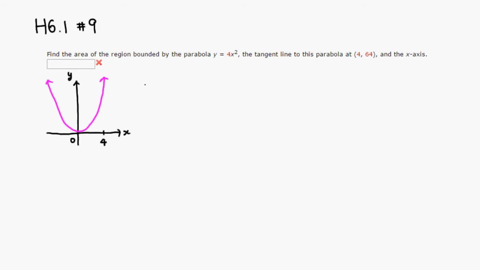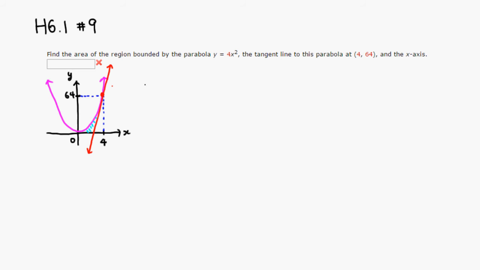Then you go up here, and it doesn't look like it, but let's say this is 64 there. Then we have a tangent line here, and it's going to look kind of like this. Then with the x-axis, we're talking about this region right here. So first we need to know the equation for this line.